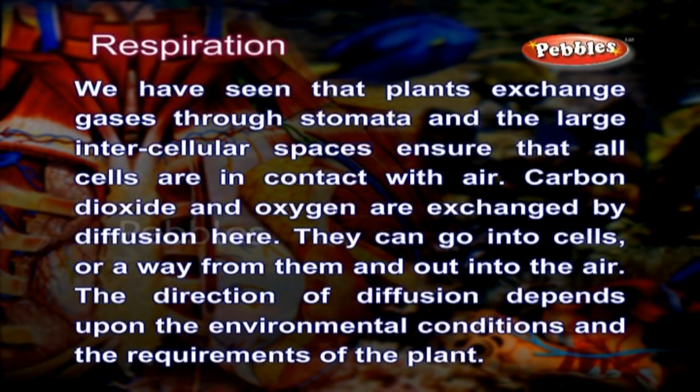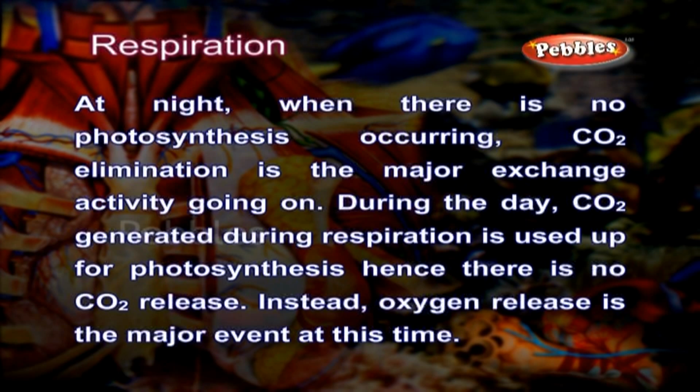Carbon dioxide and oxygen are exchanged by diffusion here. They can go into cells or away from them and out into the air. The direction of diffusion depends upon the environmental conditions and the requirements of the plant. At night, when there is no photosynthesis occurring, carbon dioxide elimination is the major exchange activity going on.